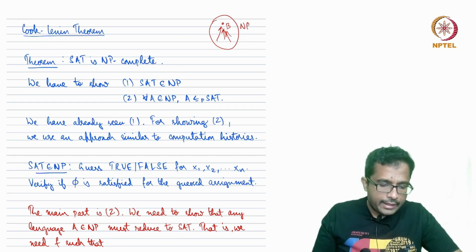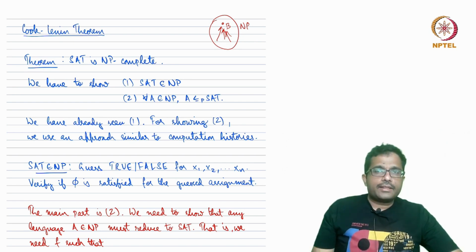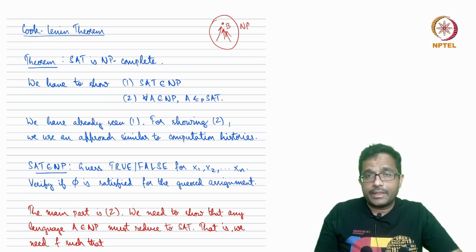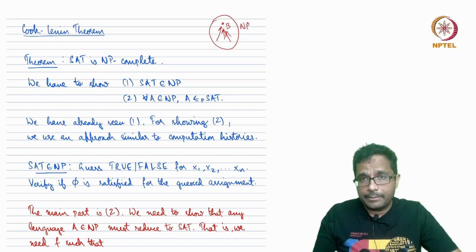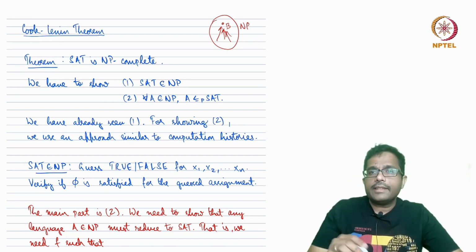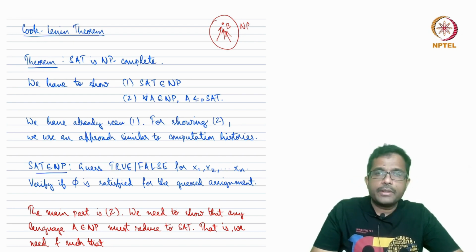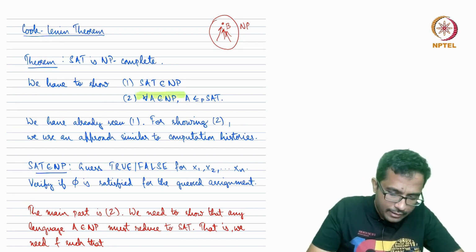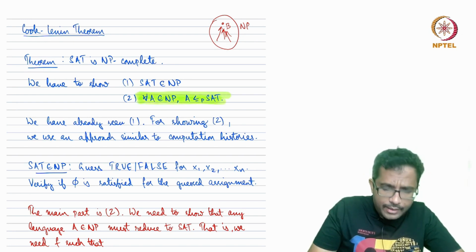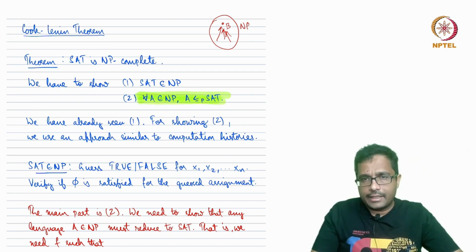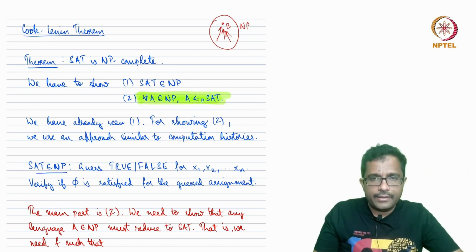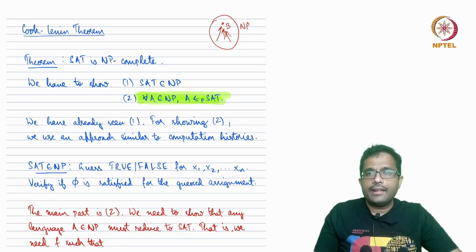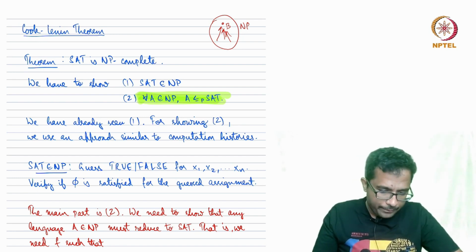So there are two things we have to show in order to show that SAT is NP complete. First is that SAT is in NP. Second is that all the languages in NP are reducible to SAT. The second step is going to be the hard step. The first step is something that we have in fact already covered in one of the previous lectures. Anyway, it is brief, so I will quickly explain again.